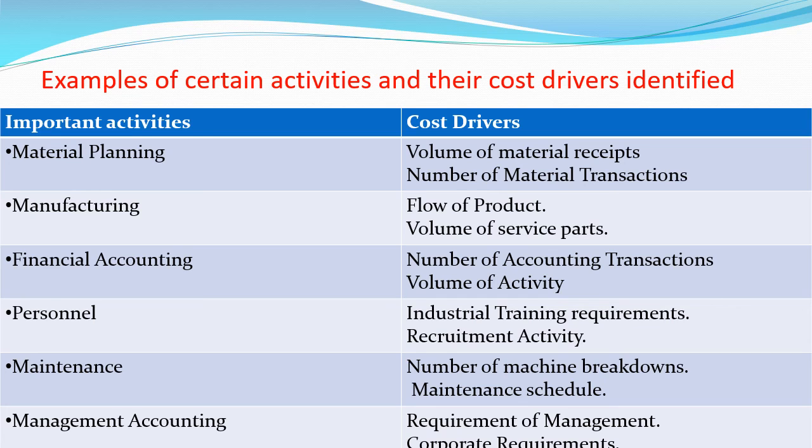And maintenance activities, and the cost drivers are number of machine breakdowns, maintenance schedule, etc. And then management accounting activities, and cost drivers are requirements of management and corporate requirements. Thus, under activity-based costing, overhead costs are grouped together according to what causes them to be incurred, and finally, these cost drivers are used as a suitable basis for apportionment.